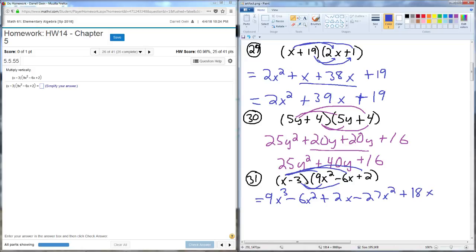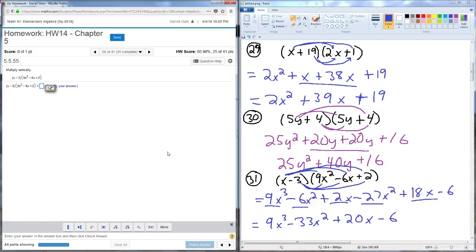18x. Negative 3 times positive 2 is a negative 6. Combine like terms. Well, there's only one cube. There's two squares, which is negative 6 plus negative 27. That adds up to 33x squared. Next is 2x plus 18x. That's easy. 20x. And a minus 6.